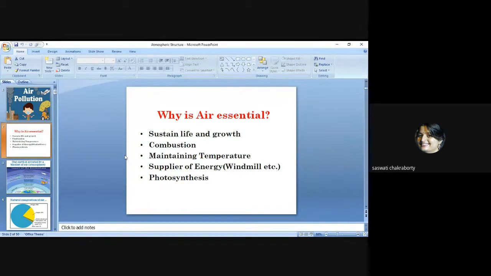Not only that, the layer of air around our Earth helps in maintaining the temperature. Along with that, by use of windmills we can extract energy from air, so it is a source of energy again. I have muted my video because of these data issues. And carbon dioxide obtained from air helps in photosynthesis.